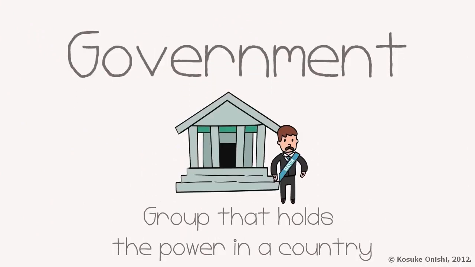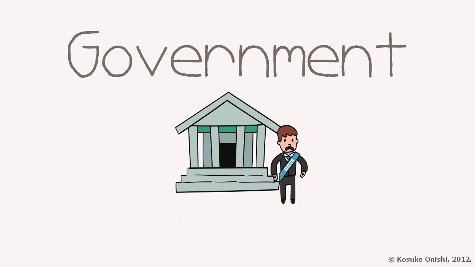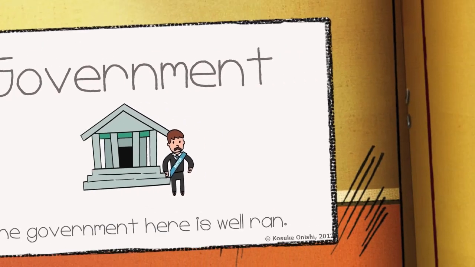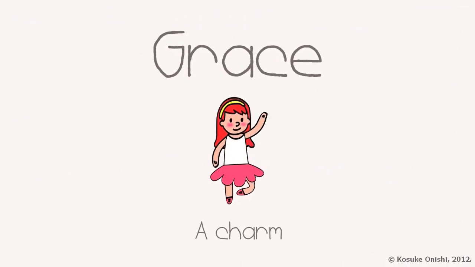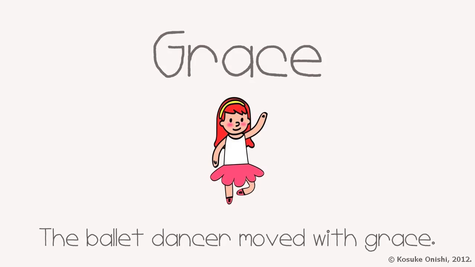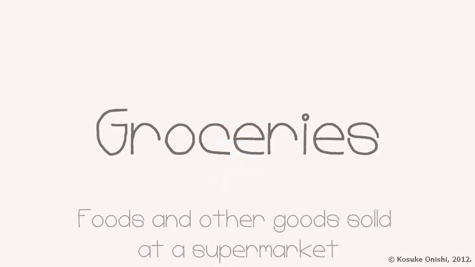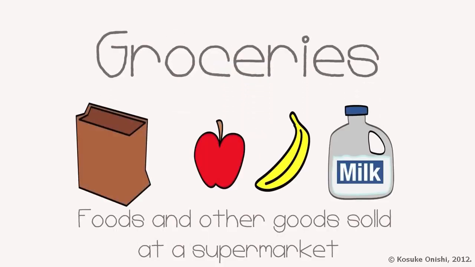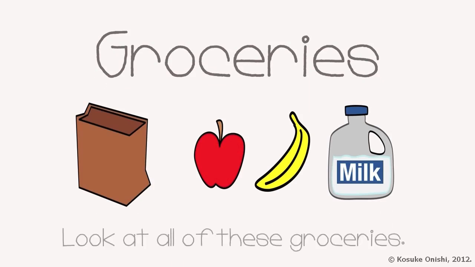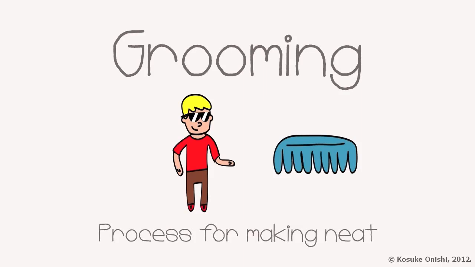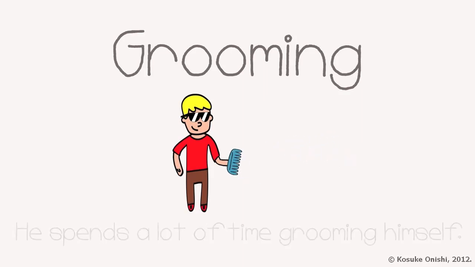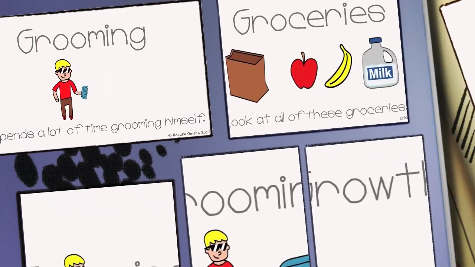Government. Group that holds the power in a country. The government here is well run. Grace. A charm. The ballet dancer moved with grace. Groceries. Foods and other goods sold at a supermarket. Look at all these groceries. Grooming. Process of making neat. He spends a lot of time grooming himself.